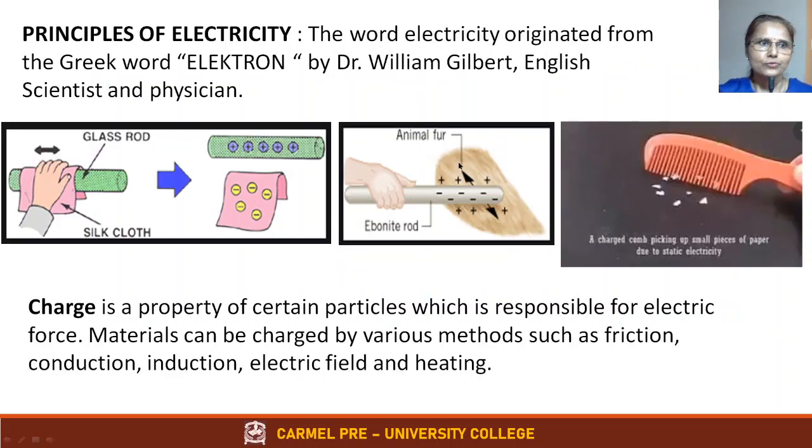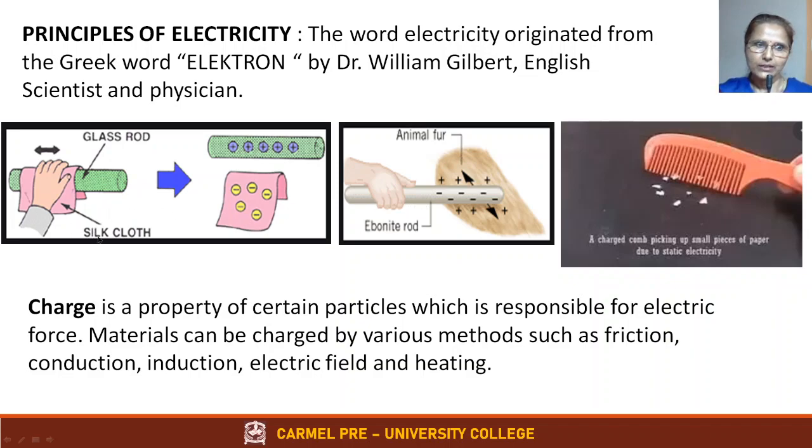Okay, so first of all, how did the name electricity come into being? This word electricity originated from a Greek word electron, and this was coined by Dr. William Gilbert, an English scientist and a physician. Okay, this dates back to the 1600s. It is since then we have been using the word electricity. So even before knowing what is electricity, let us see certain experiments.